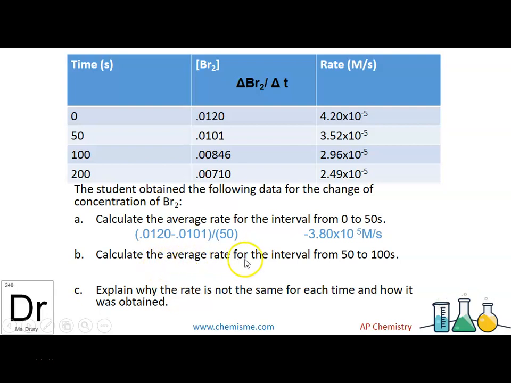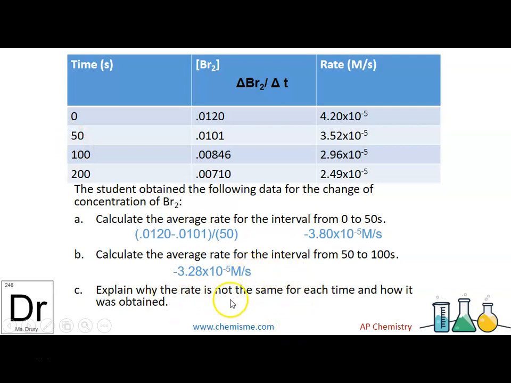Then it says calculate the average rate from 50 to 100. So we'll do the 50 to 100 data. So these two concentrations, the second two, minus the 50 and the 100 times. So notice that it's just the same work, right? 0.01 minus 0.0846 divided by 50.